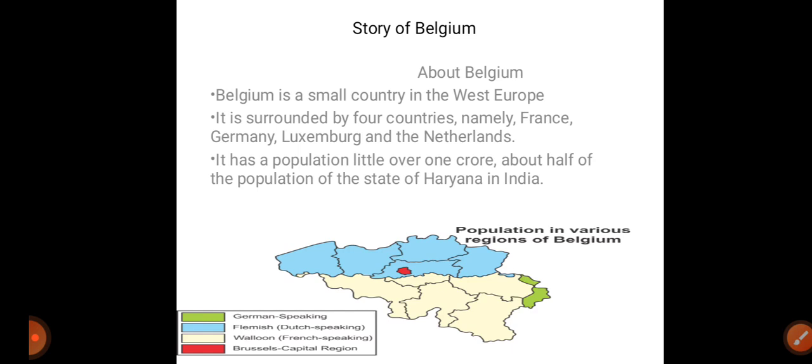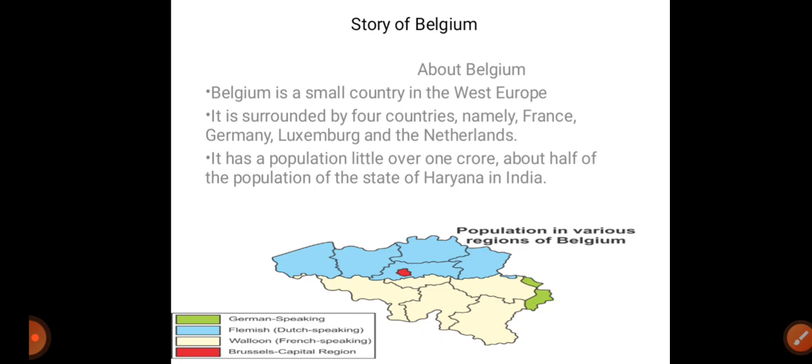So one is from Belgium and another is from Sri Lanka. With the reference of these two stories, we will come to learn about the need and importance of power sharing in the rest of the chapter, right? So we will first learn the story of Belgium.